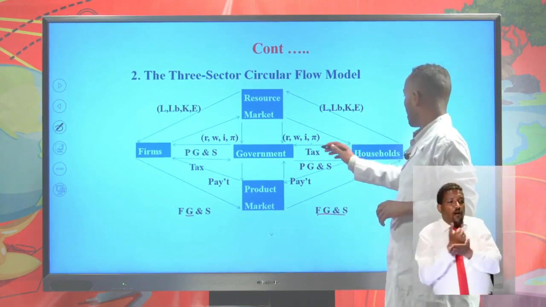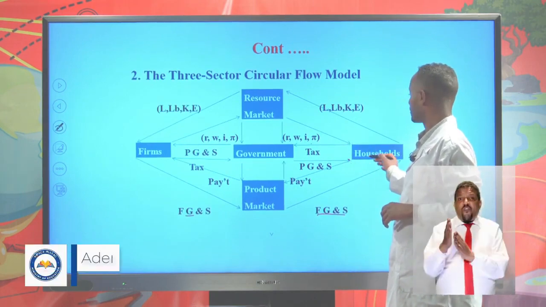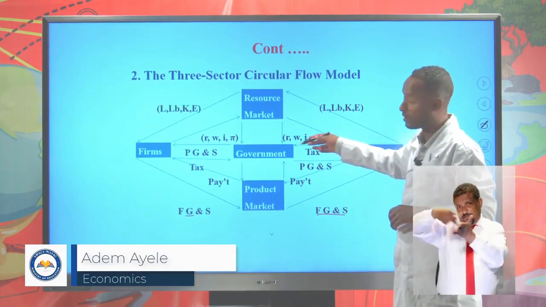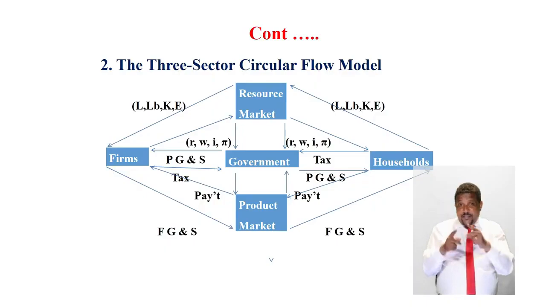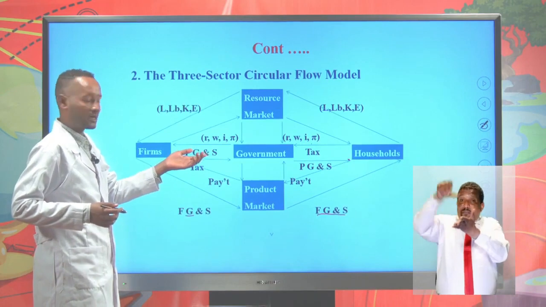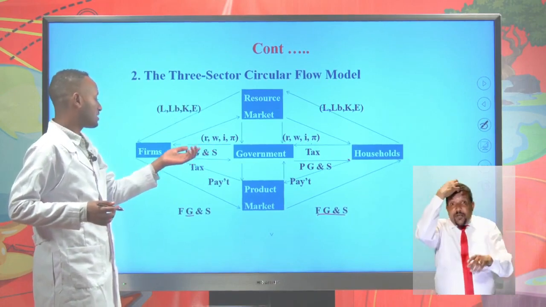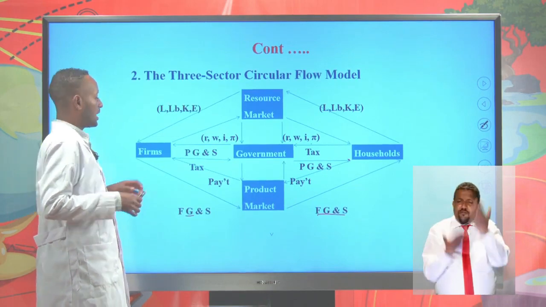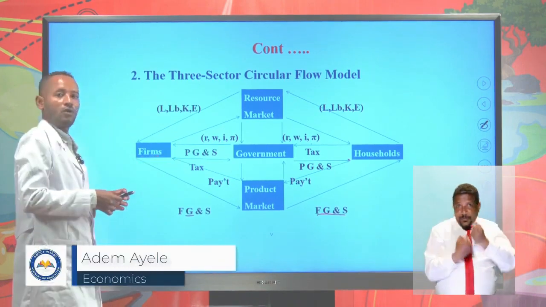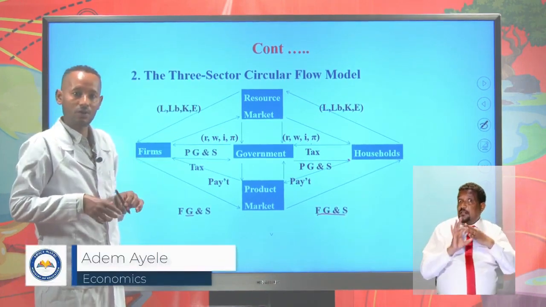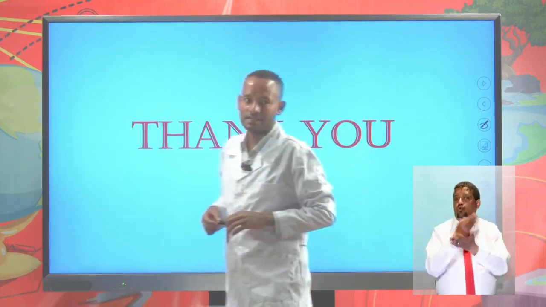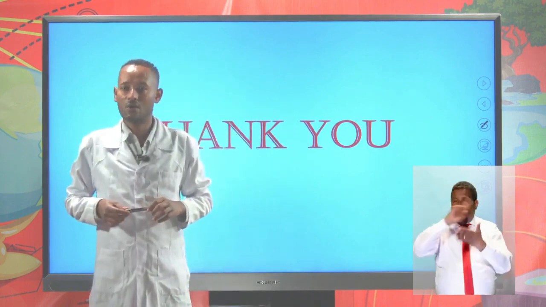Government provides public goods and services for households, and households in turn pay taxes to the government. When we see the relationship between firms and government, firms provide payments for the government. That payment is tax. In turn, government provides public goods and services for firms. And another additional flow is that government will provide subsidies for firms, for those firms that are engaged in production of socially essential products. Okay, this is all about the last lesson of Unit 1.